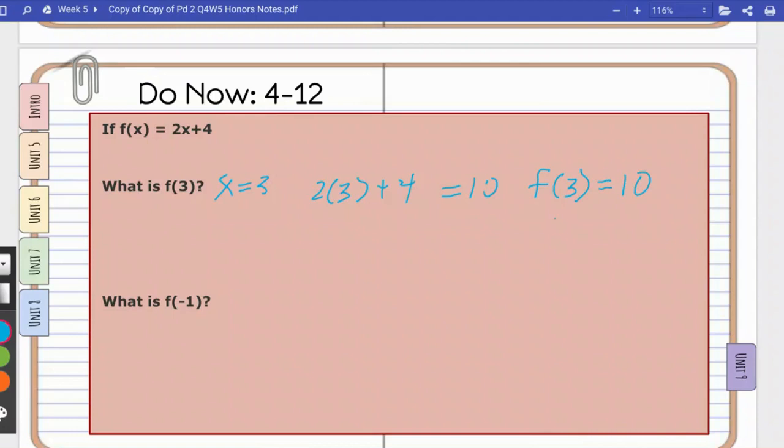This just means x equals 3 and y is going to equal 10. So f of negative 1, that just means x equals negative 1. So that's 2 times negative 1 plus 4. That's negative 2 plus 4, which is just 2. So f of negative 1 is 2.